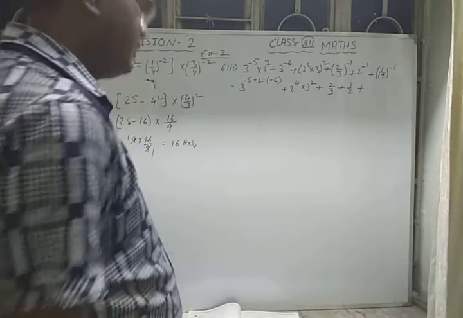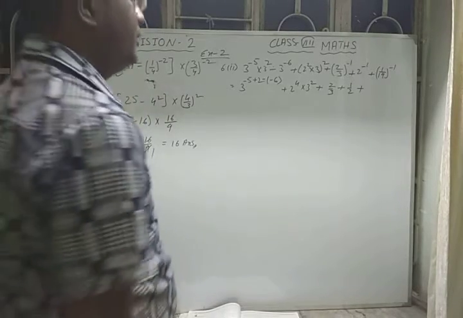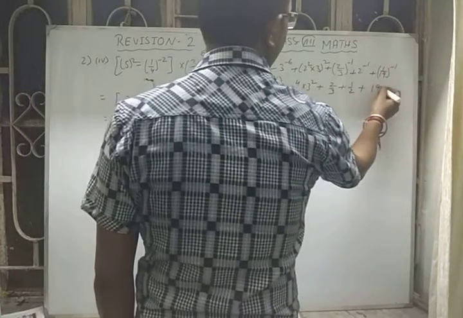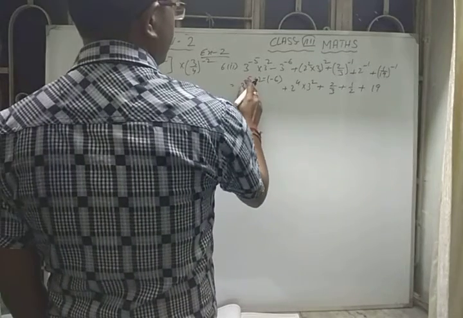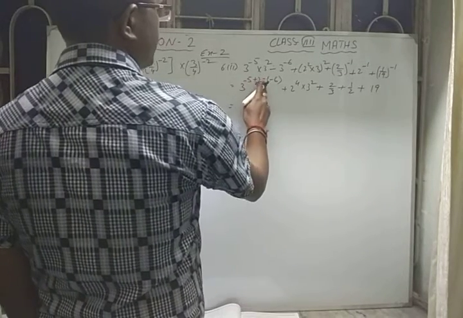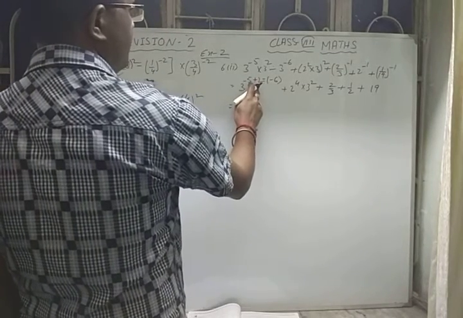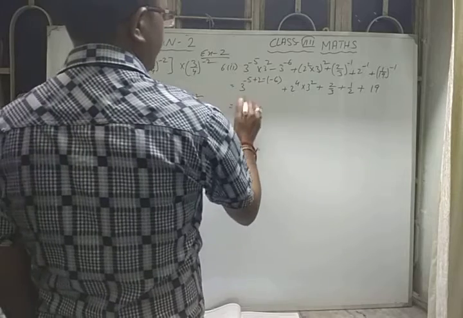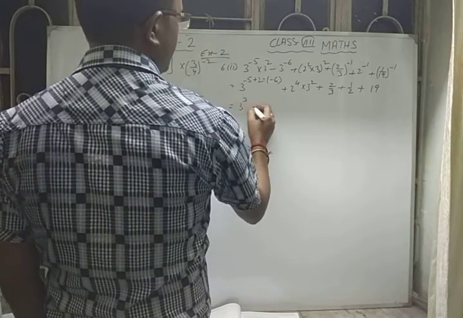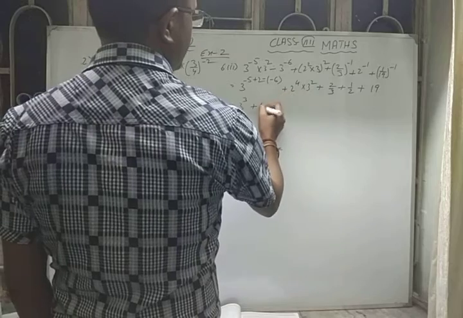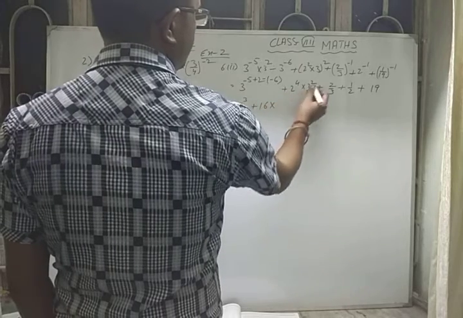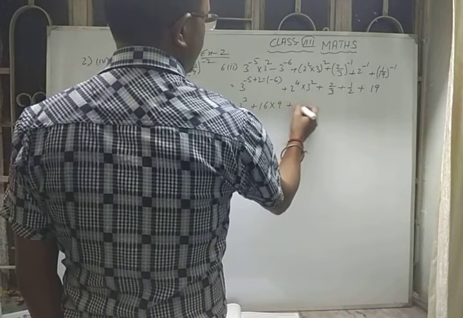After that, 1 by 19 again has a negative power, so it becomes the reciprocal, which is just 19. Now here you have to solve. Minus minus is plus, so 6 plus 2 is 8, 8 minus 5 is 3, so it will become 3 cube plus 2 to the power 4, which is 16, into 3 square, which is 9, plus.